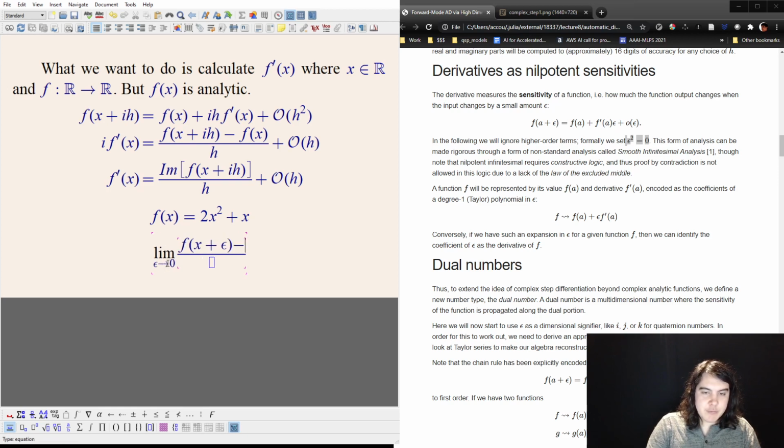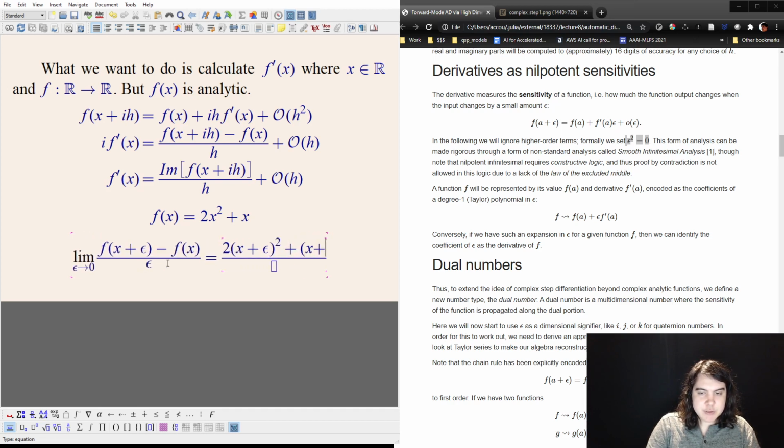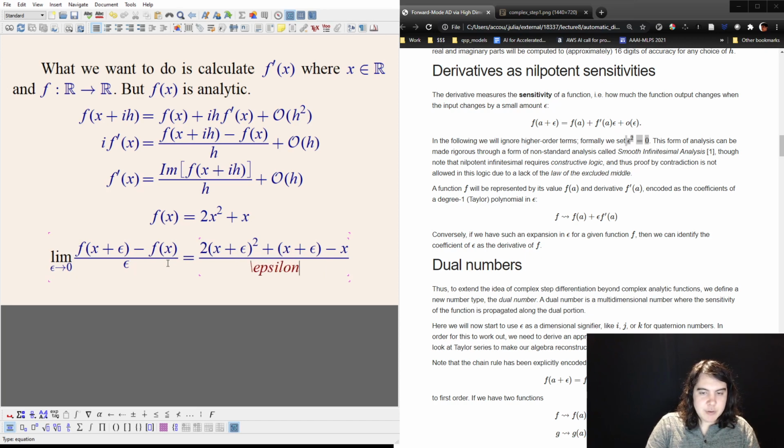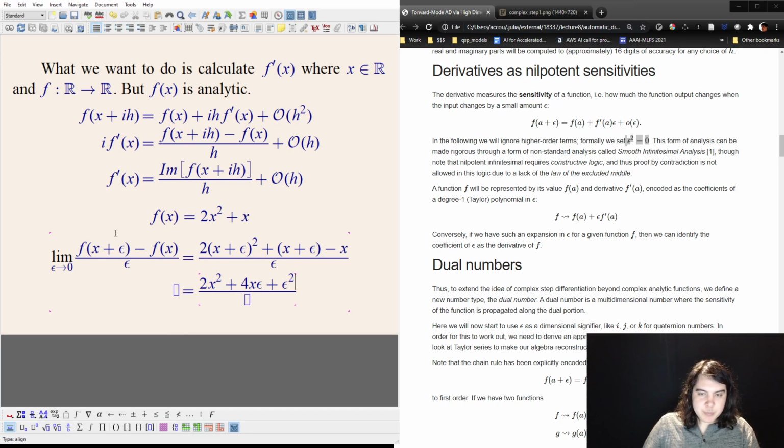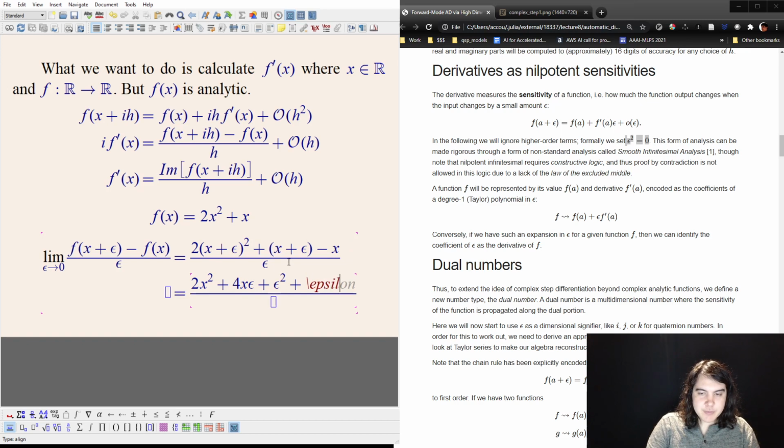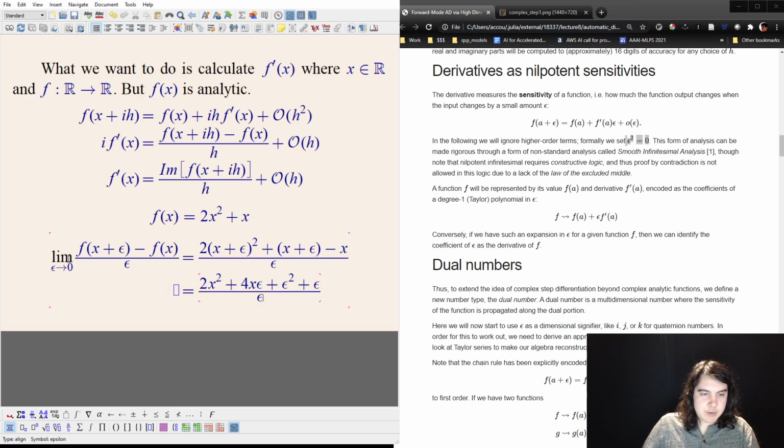So if you do the definition of the derivative, f of x plus epsilon minus f of x divided by epsilon, on this function, we write it out. What we get is 2 times x plus epsilon squared plus x plus epsilon minus the original, and then we divide by epsilon. Now we simplify, so we get 2x squared plus 4x epsilon plus 2 epsilon squared plus x plus epsilon minus 2x squared minus x, divided by epsilon. So then we still have this limit here.